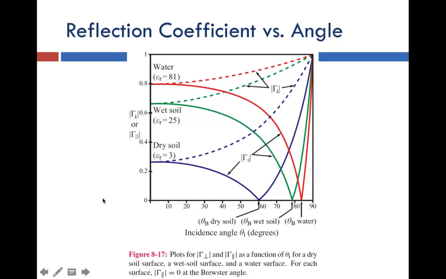So that is the case then of the parallel polarization. You notice that they're quite different as far as their reflection coefficients, especially when it comes to this area around 60 to 80 degrees for most boundary materials.